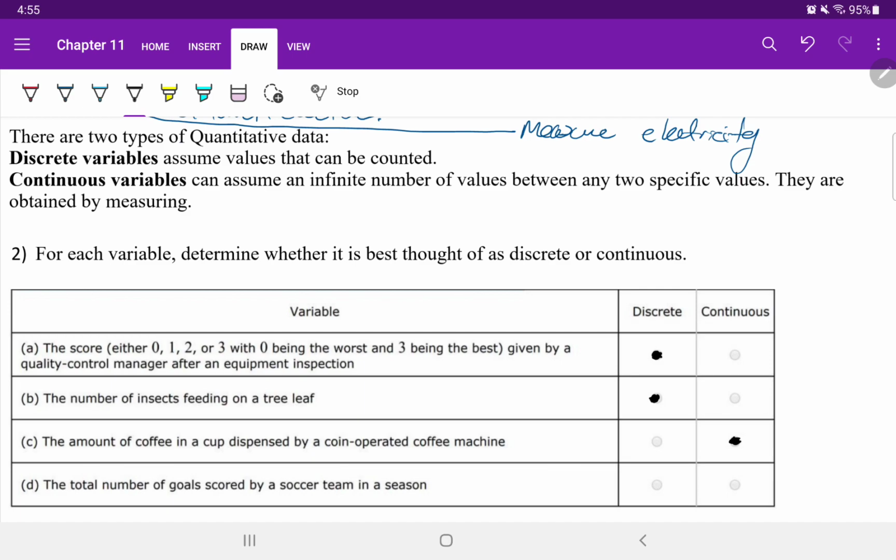And the last one is going to be the total number of goals scored by a soccer team in a season. That is discrete. We count the number of goals. We do not measure the number of goals.